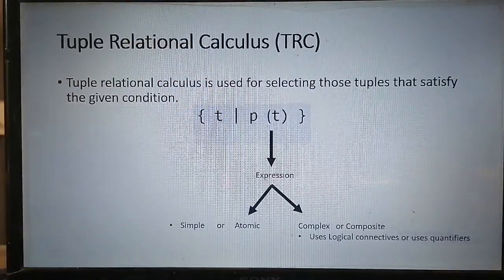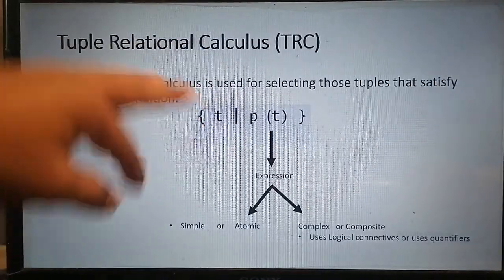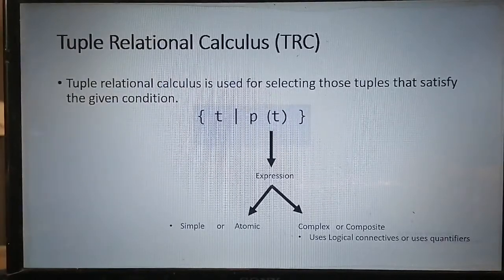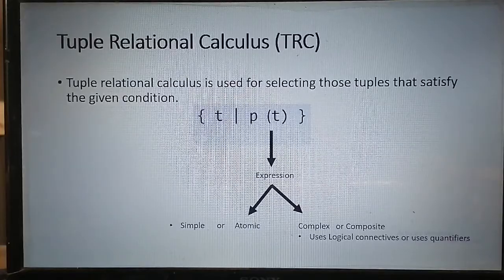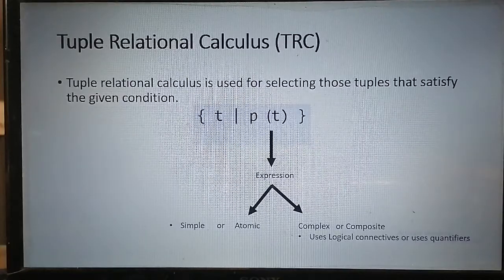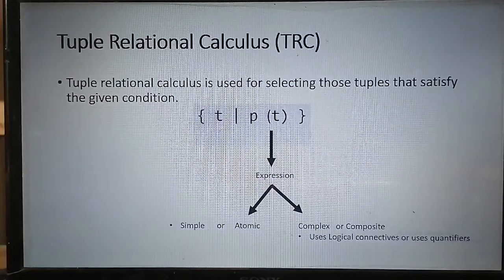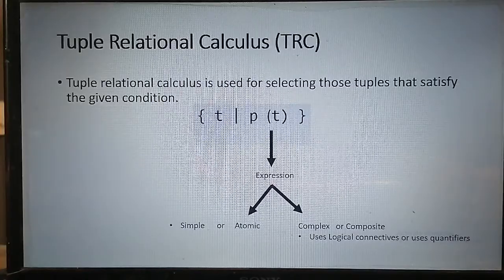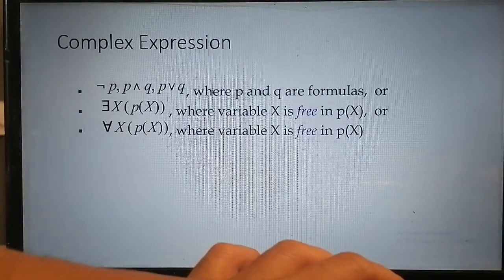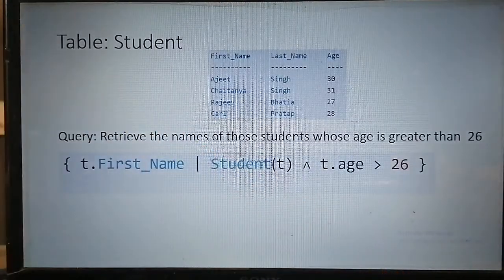Here the expression can be simple or complex. In the simple case we just use a single condition. But in the case of complex we use multiple conditions with the help of logical connectives or quantifiers. This is an example of a relational calculus query.